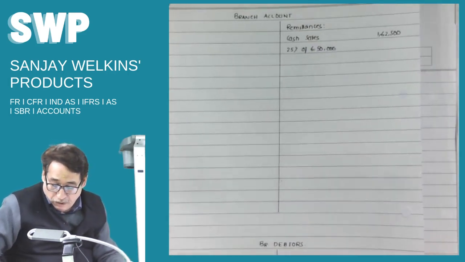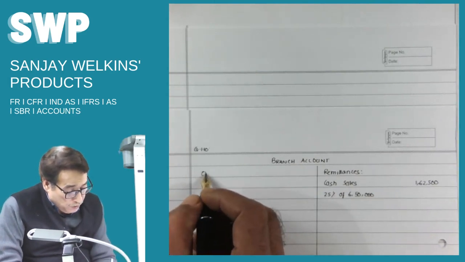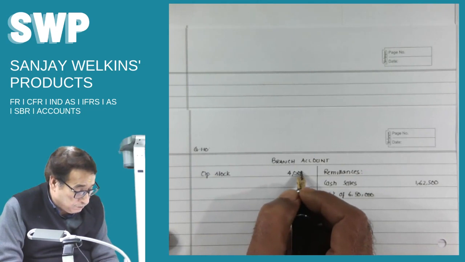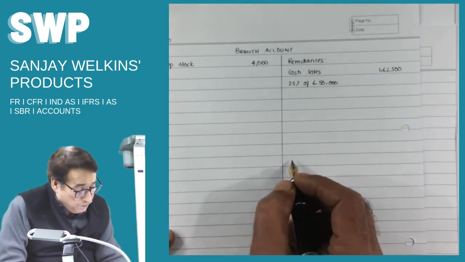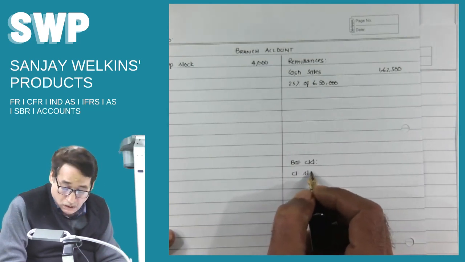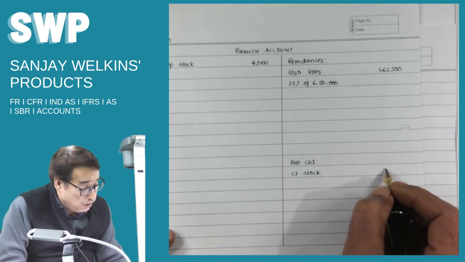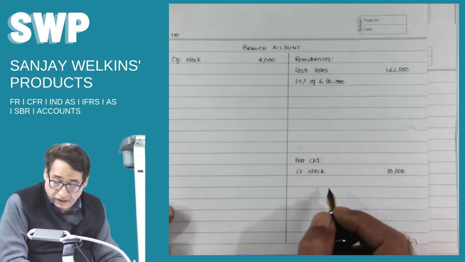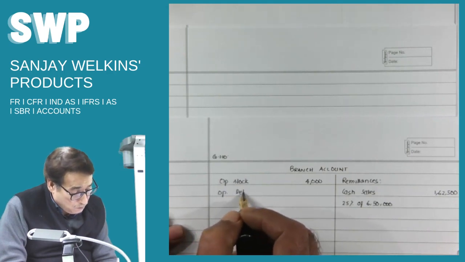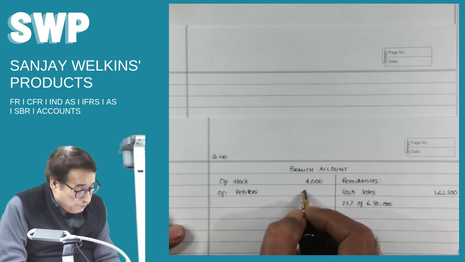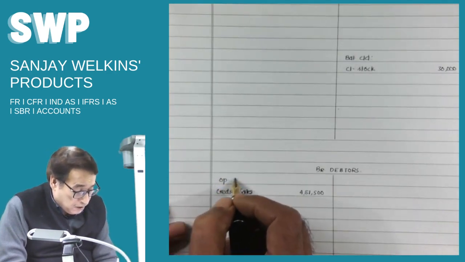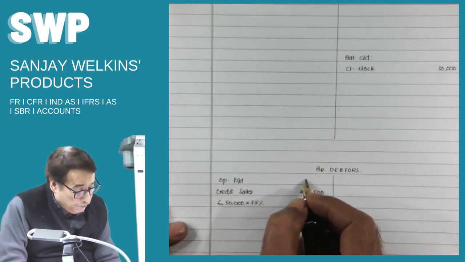And then opening stock, needless to tell you where it will come. Opening stock is 4,000. Then closing stock is given, balance carried down, closing stock 30,000. Besides that, opening debtors are given. So opening debtors I will write here first. Opening debtors given to us as 45,000. Since we are preparing the debtors account, I will also write opening balance brought down here, 45,000.